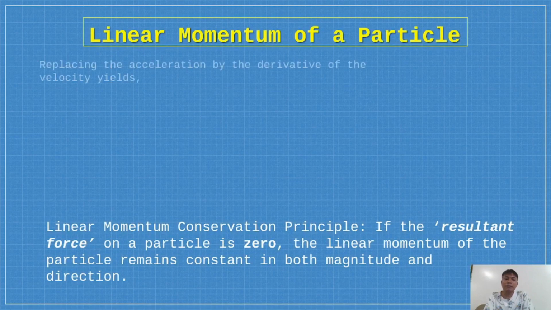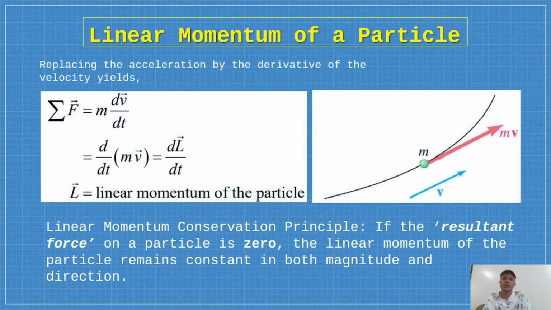Now, for the linear momentum of a particle, we know that the summation of forces is equal to mass times acceleration. We change the acceleration into the derivative of the velocity, so instead of a, it becomes dv with an arrowhead over dt. We know that mass times acceleration is force, while mass times velocity will be the linear momentum of our particle.